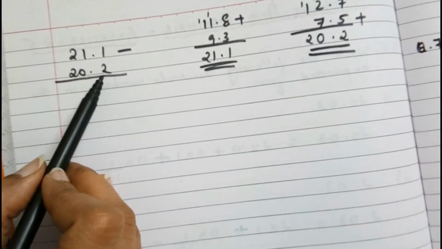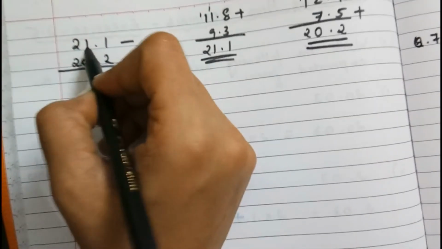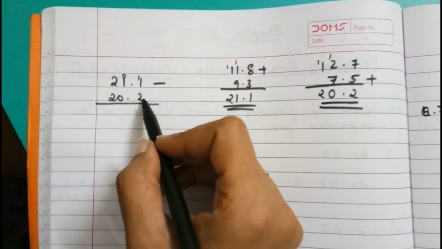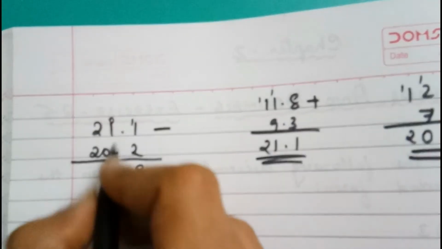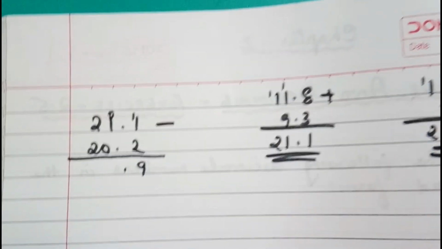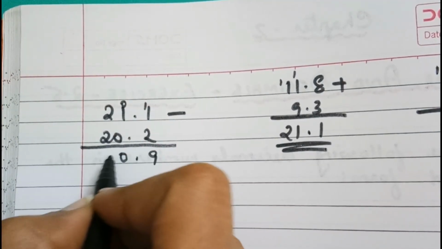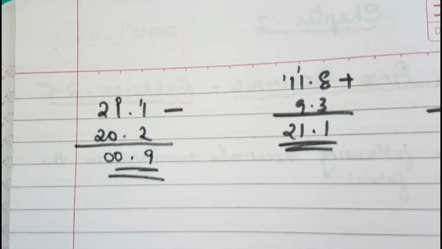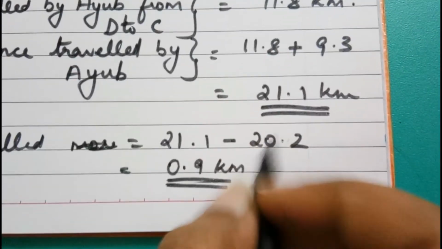Now since 2 is greater than 1, we will have to borrow 1 from here. So since here it's 1 already, it will become 0 and here it will become 11. Now 11 minus 2 is 9. Okay. The point will be brought down in a similar way. 0 minus 0 is 0 and 2 minus 2 is 0. Okay. So what is the total difference between the distance traveled? 0.9 kilometers.